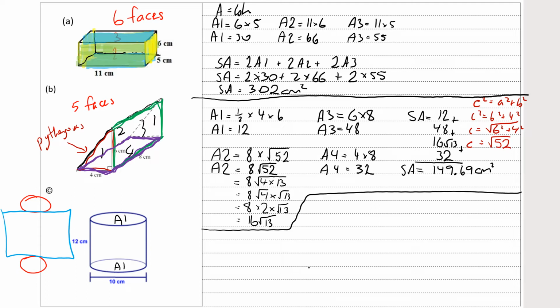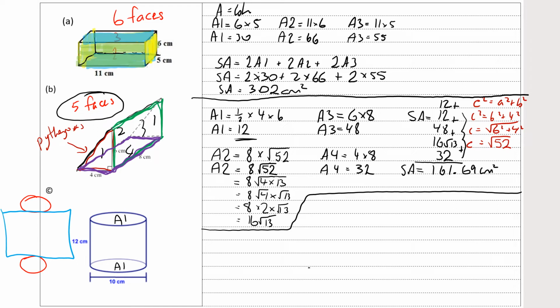Oh, hang on, I just realized something. I made a mistake in the last question because I've only added up 4 lengths here and there are 5 faces. So we are missing an extra area 1 because we have 2 area 1s. So that's not the answer. We need to also add on another 12. So we get 161.69 centimeters squared. Whoopsie doopsies.